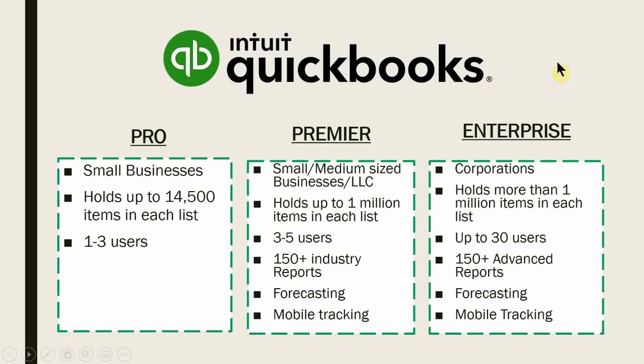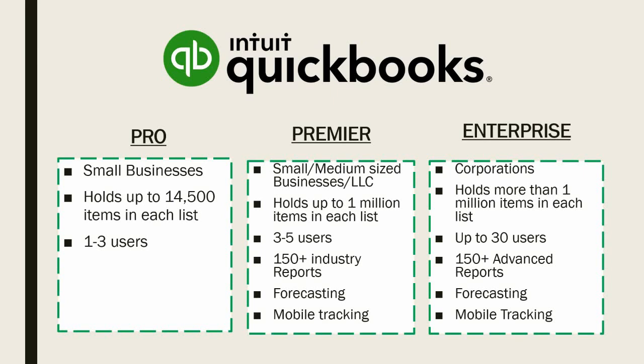And then of course the Enterprise, which is the biggest one, is meant for big businesses such as corporations. This can hold definitely more than 1 million transactions per list. So again, you can have billions, right? And it can hold up to 30 users with access to the file at the same time. And then you still have the 3 key features that the Premier does.